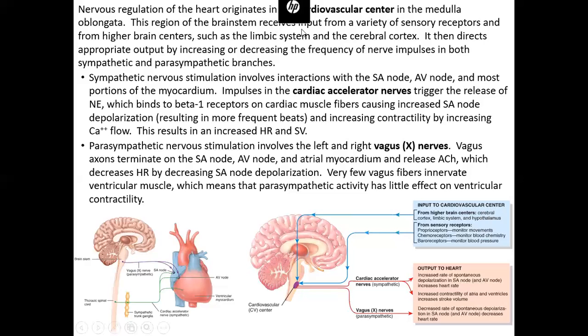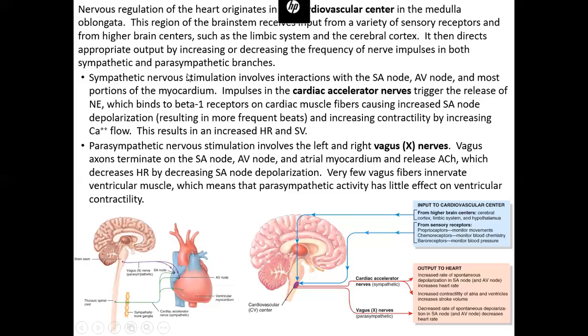So this region of the brainstem receives sensory input and signals from higher brain centers, such as our limbic system and cerebral cortex, then directs appropriate output by either decreasing or increasing the frequency of nerve impulses in both sympathetic and parasympathetic branches. And based on what we know, the sympathetic nervous system, which produces a fight or flight response, is going to help increase your heart rate. Whereas the rest and digest response produced by our parasympathetic division is going to decrease heart rate. Okay? Pretty simple, hopefully, for us by now.